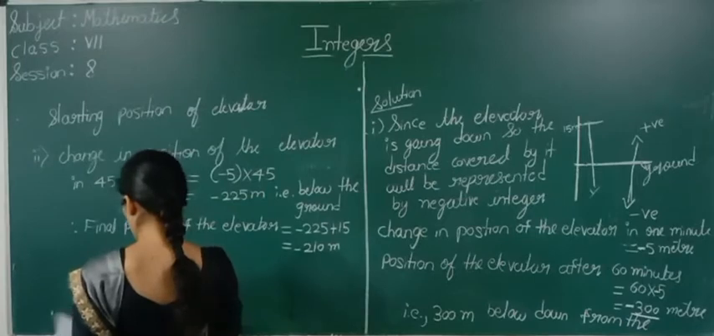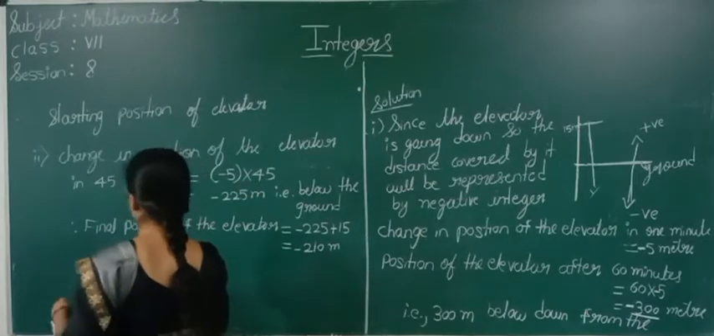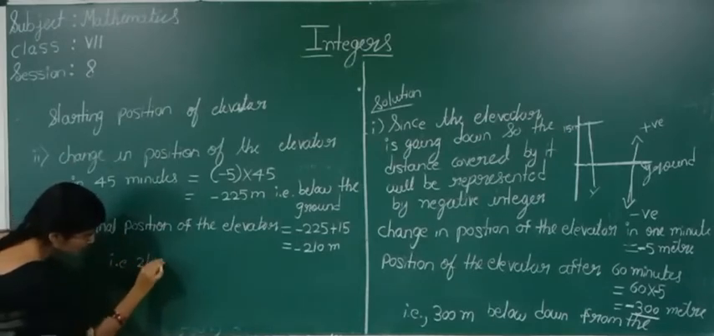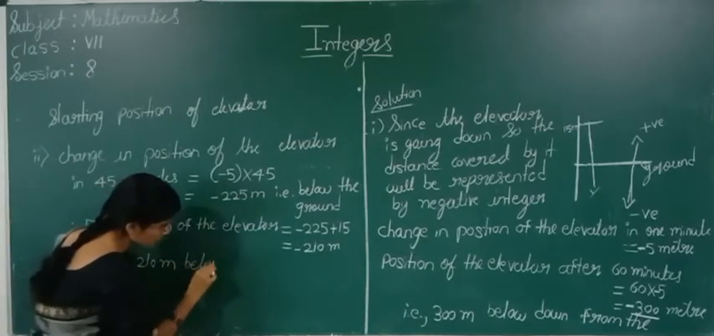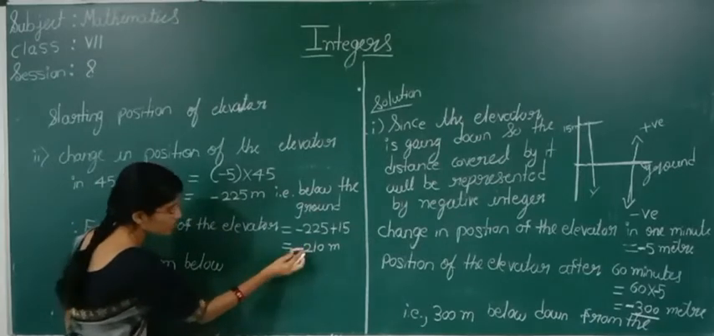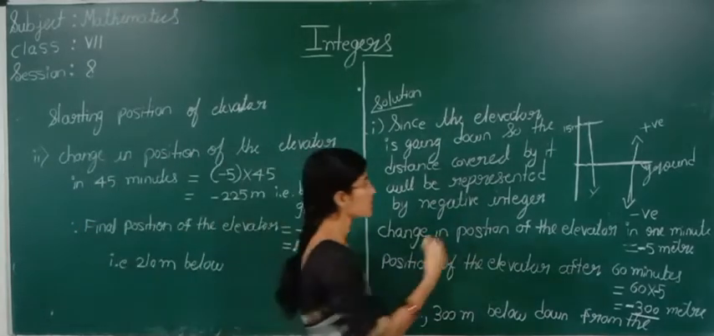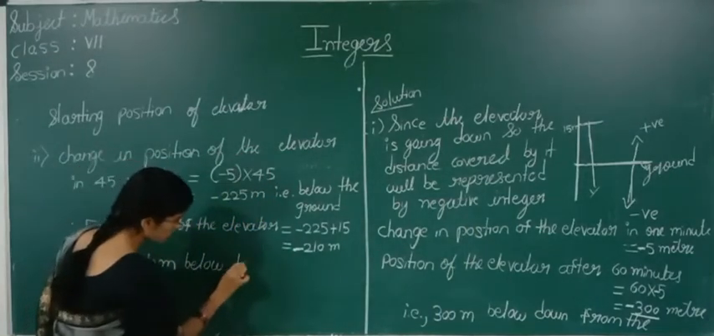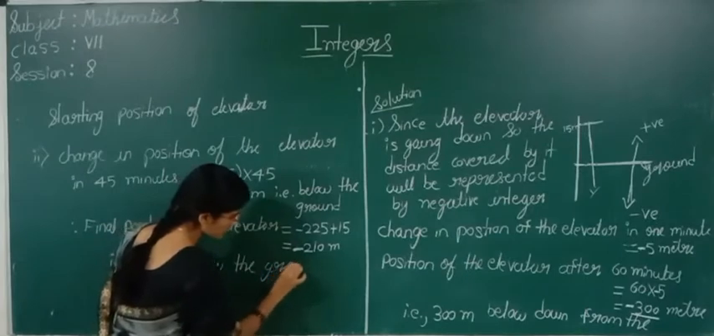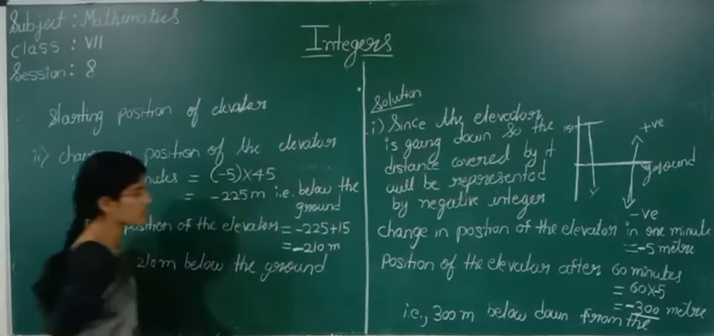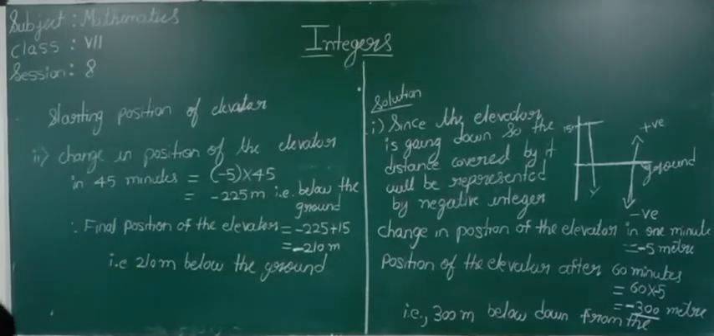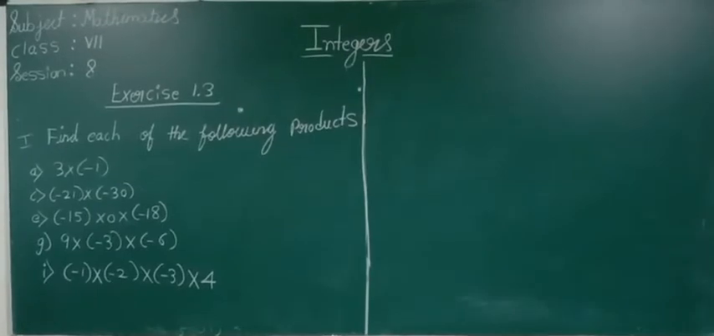What we can tell from that? That is 210 meter below the ground. Here minus will represent the elevator is below the ground. That is 210 meter below the ground. This is the final position of the elevator. Okay, we will see now the next questions.